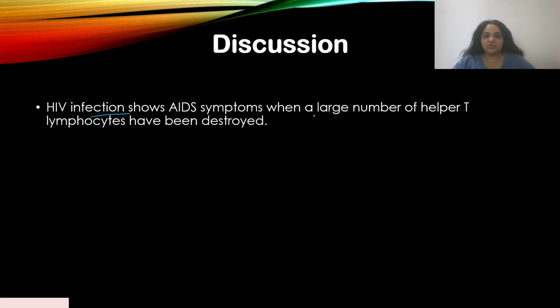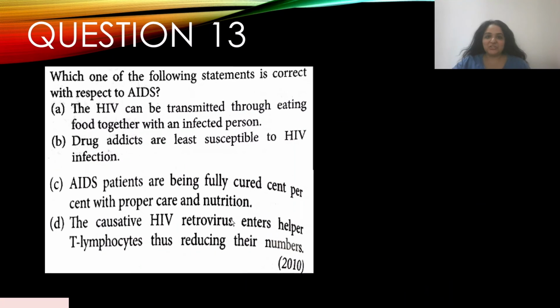So HIV infection shows AIDS symptoms when a large number of helper T lymphocytes have been destroyed. Like I previously explained, when HIV destroys helper T lymphocytes, your defense mechanism goes down. You're now exposed to various other diseases, and that is when the symptoms of AIDS are seen. All right, so clear.